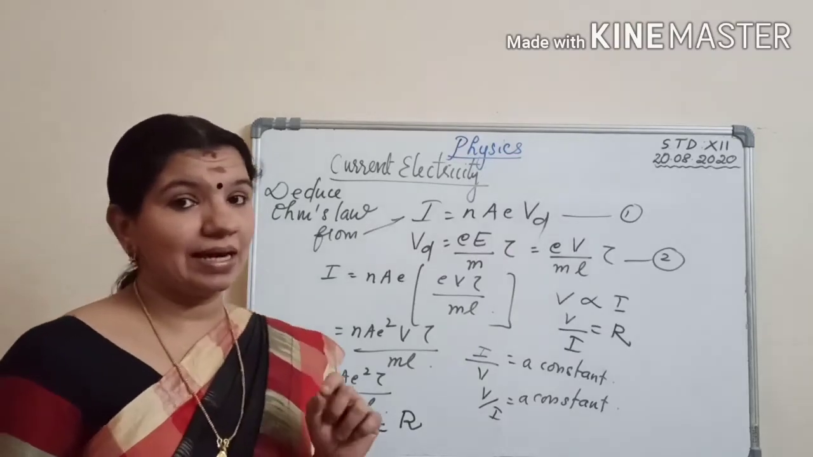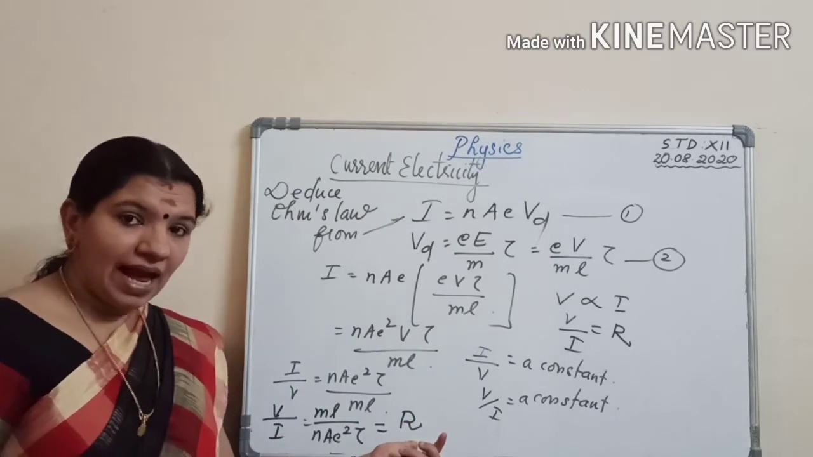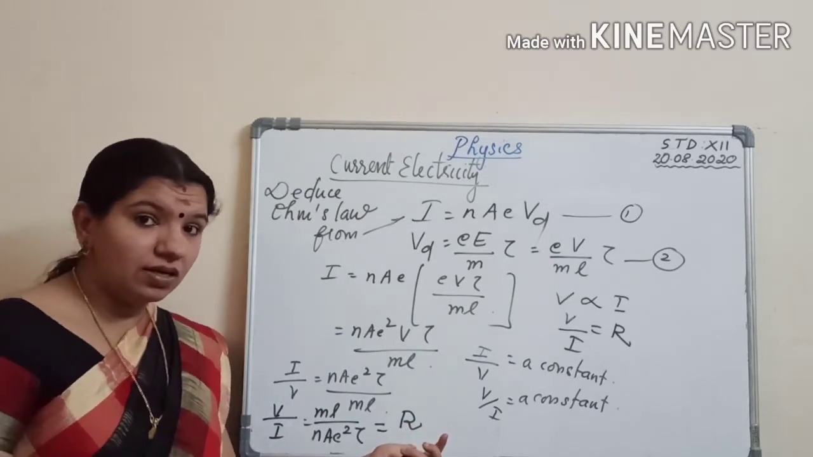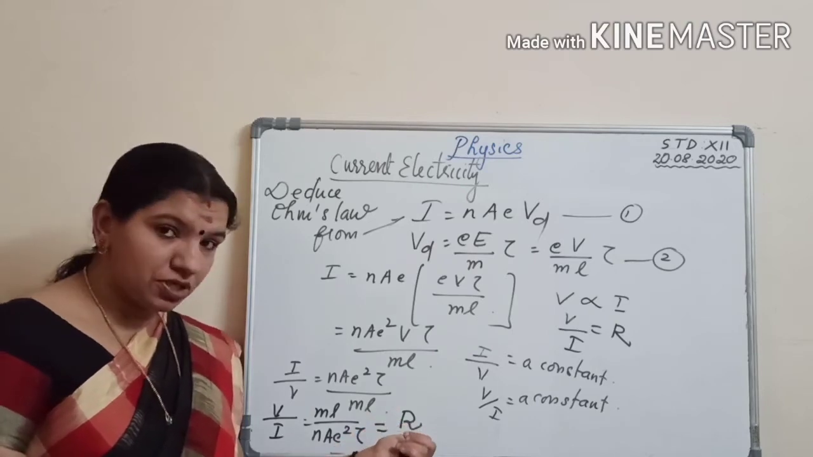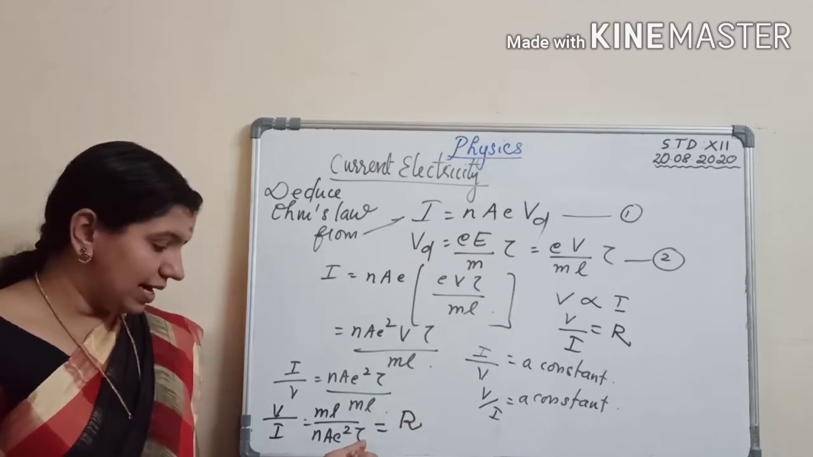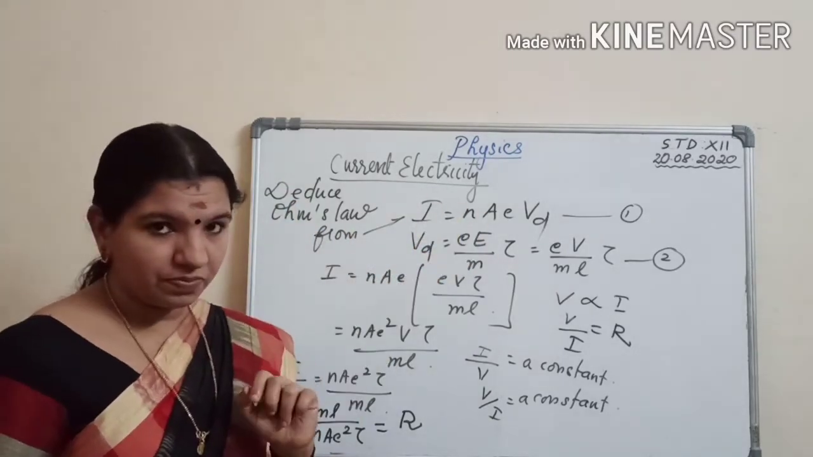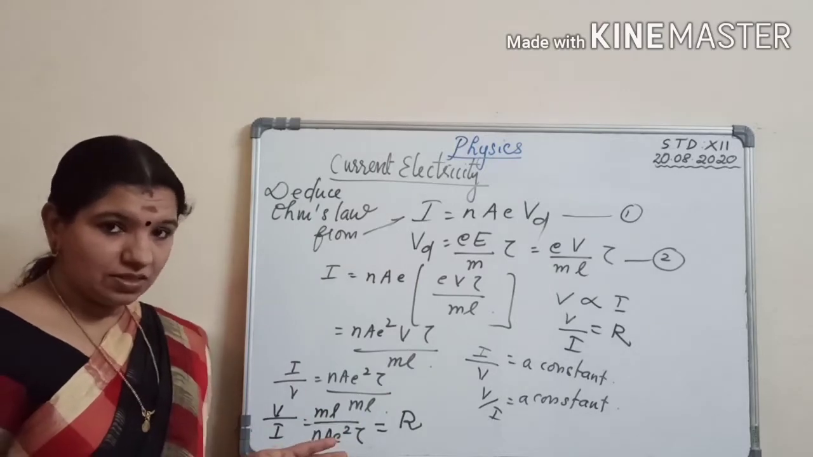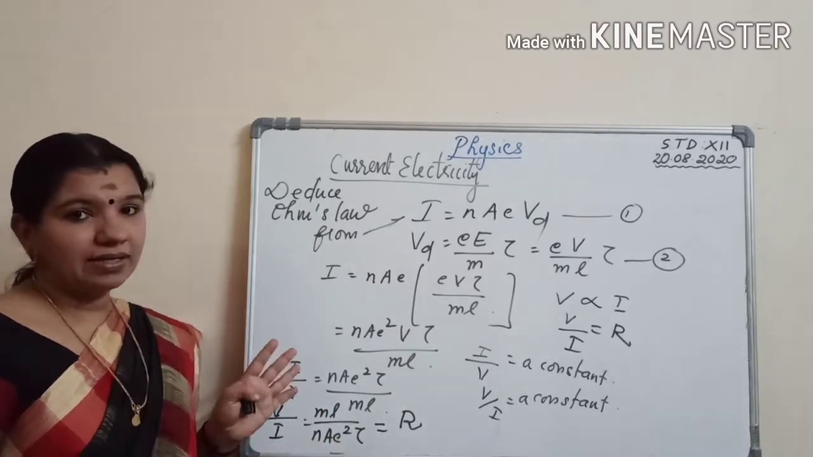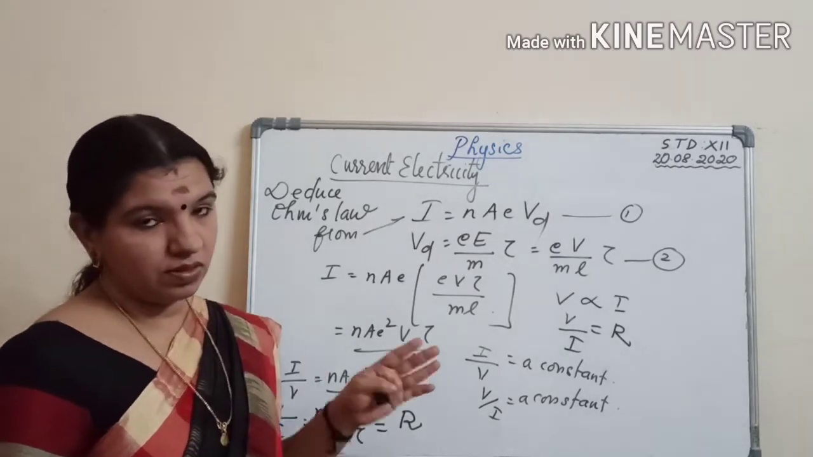So you can derive the expression for resistance as mL by NAe square tau, which includes the term like relaxation time also. So that question also can be asked. Derive an expression for resistance in terms of relaxation time. Understand? Derive an expression for resistance in terms of relaxation time, or deduce Ohm's law from this equation. Understand? So these are all very important questions. So make sure that you got it. Understand? So we will move to the next derivation.